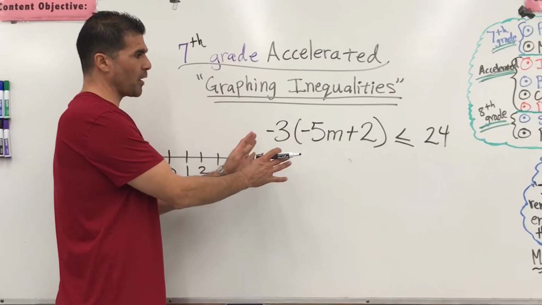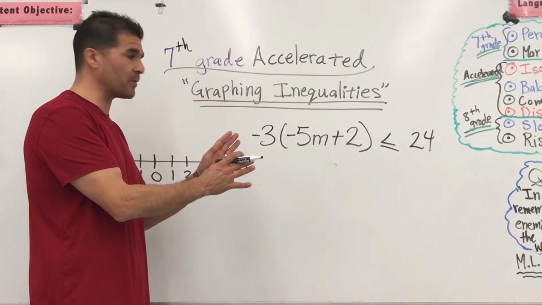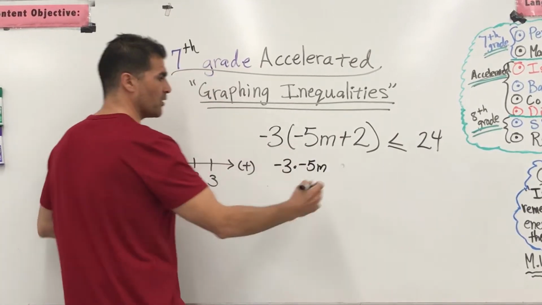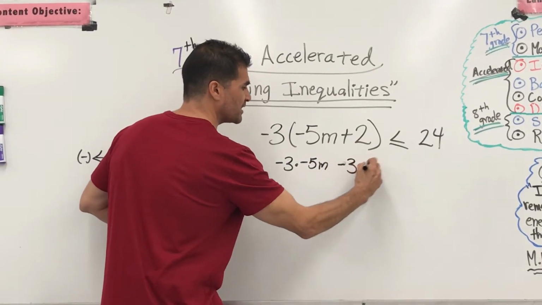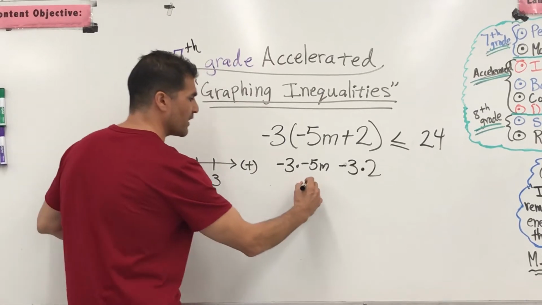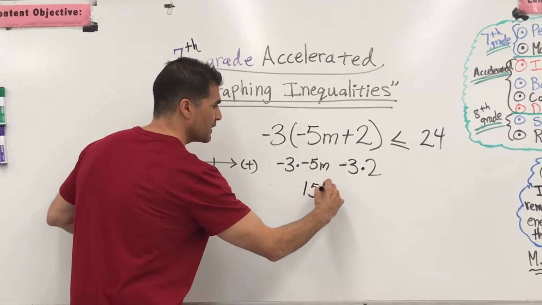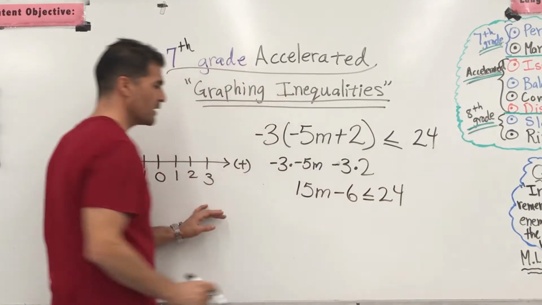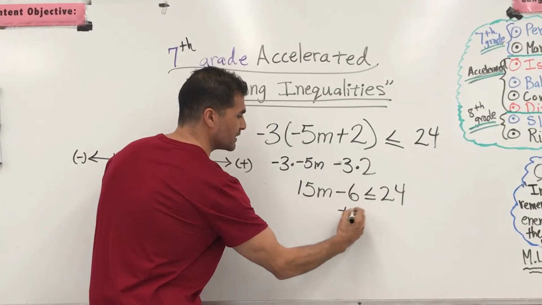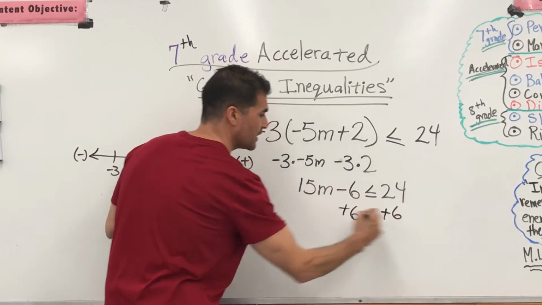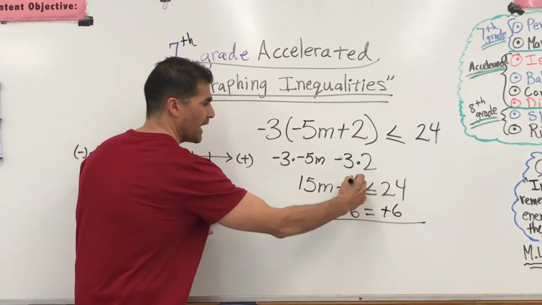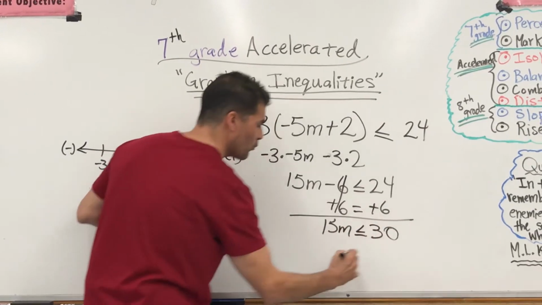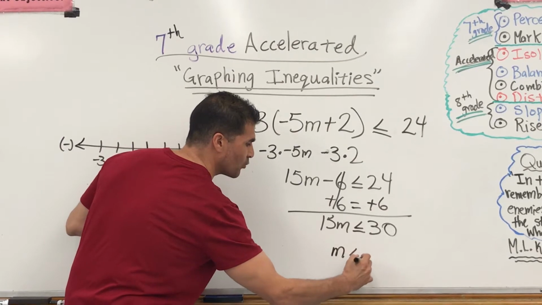This is a distributive property inequality, and we've already studied the distributive property, and we're going to use this to multiply -3 times -5m. Now we're going to multiply the -3, and we're going to multiply this by the +2. This is going to give us a total quantity of 15m minus 6 is going to be less than or equal to 24. When we add 6 here, and we balance the inequality, this is going to give us 15m has to be less than or equal to 30. Well, we already know that m has to be less than or equal to 2.